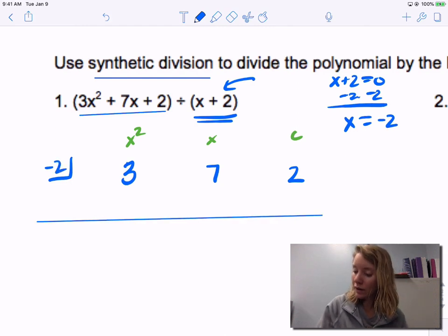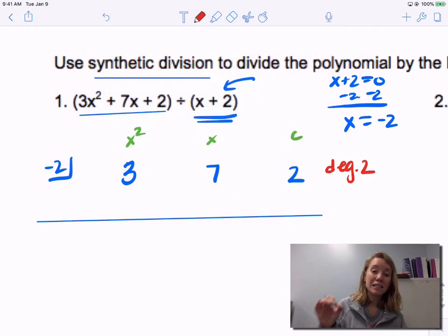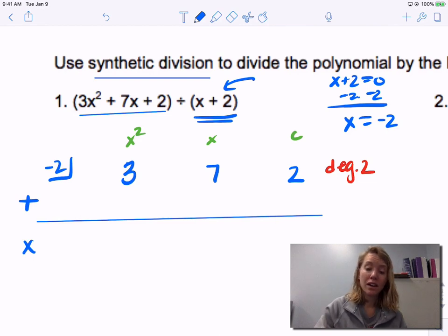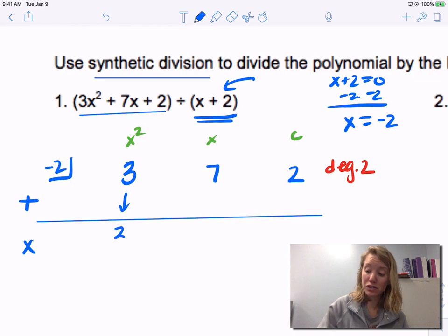The other thing that I always write down is that this original is a degree 2 polynomial. That means the highest power is 2. When we divide, we're going to knock every power down by 1. We are always going to add above the line, multiply below the line. So notice the 3 is above the line. There's nothing to add it to, so 3 plus 0 is just 3.